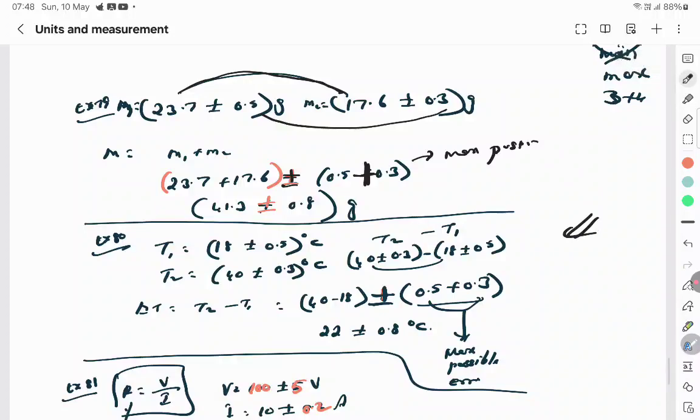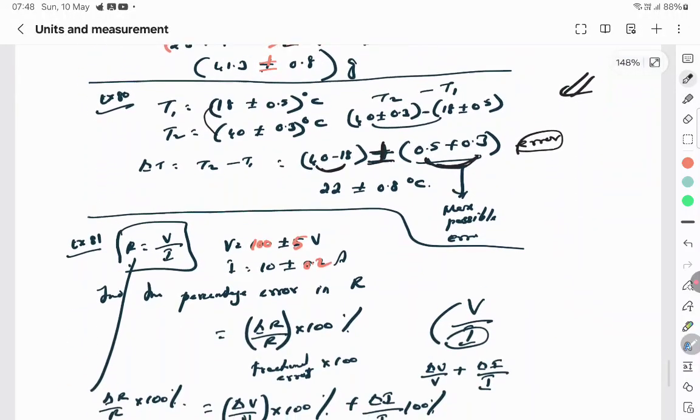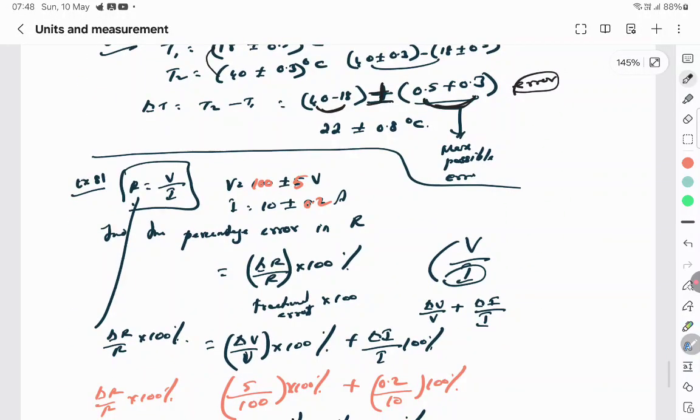Then subtraction of two values. Subtracting two temperatures, T2 minus T1: subtract the true values, but add the errors. Never will we subtract errors. Then this involves division. They ask you to find the resistance. They've given voltage and current, and R is equal to V by I. While calculating, there are two things that you should know. Delta R by R is called fractional error or relative error. Delta R by R into 100 is called percentage error.